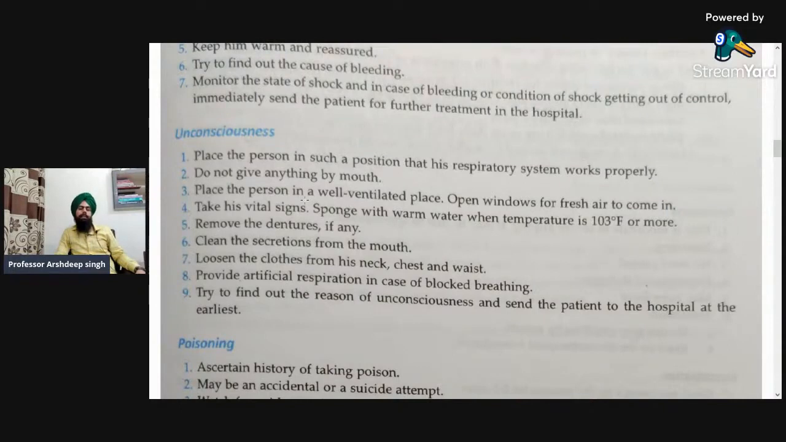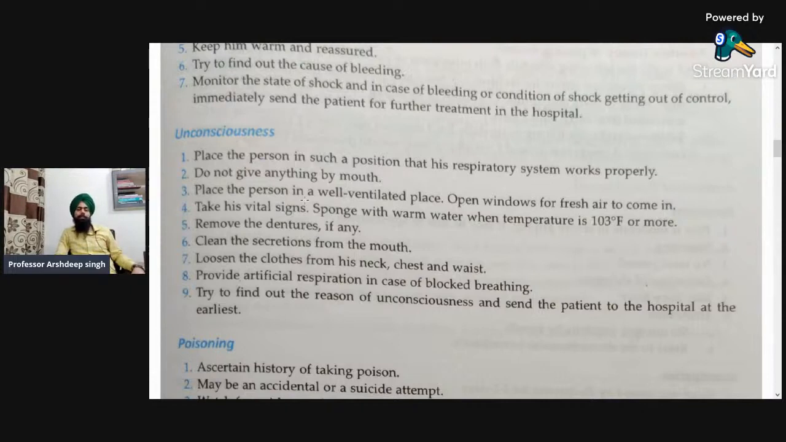Place the person in such a position that his respiratory system works properly. That is the main priority that we have to manage, to maintain the patent airway, because if the airway is not maintained, that can lead to the death of that person during unconsciousness. Do not give anything by mouth. The logic behind this is that if we give something by mouth, it may get stuck or choking may occur, and the airway will be blocked, and that can lead to death of the patient. So if the patient is unconscious, don't give anything by mouth.